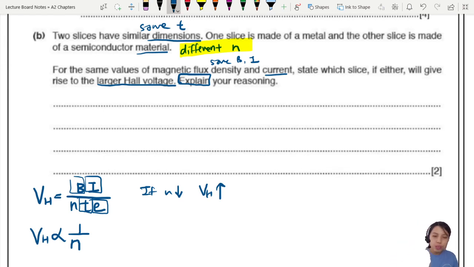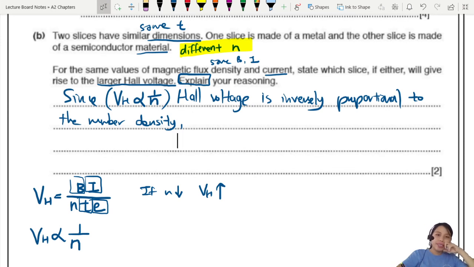Okay. So we need to describe that. Which one will give large voltage? So first we talk about the relationship. Since, I will shortcut again and run the equation. Since the Hall voltage is inversely proportional to number density. So write in a sentence. Okay. So the sentence will look something like this. Write the whole thing. So it's based on the idea that VH is proportional to 1 over n. Since Hall voltage is inversely proportional, which one has a higher number density? Or which one has a smaller number density? We want this. Is it the conductor or the semiconductor?